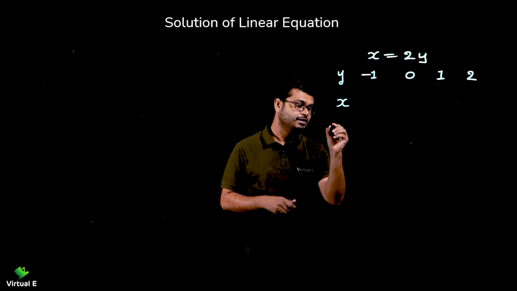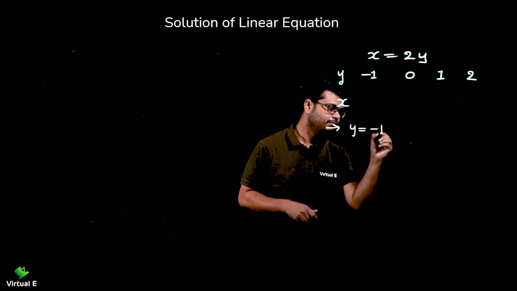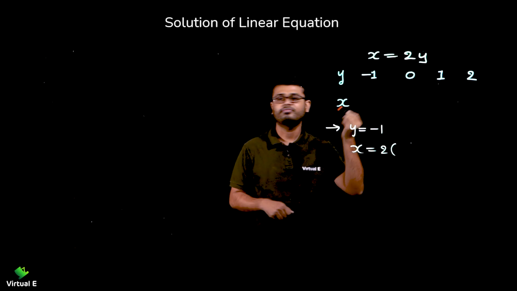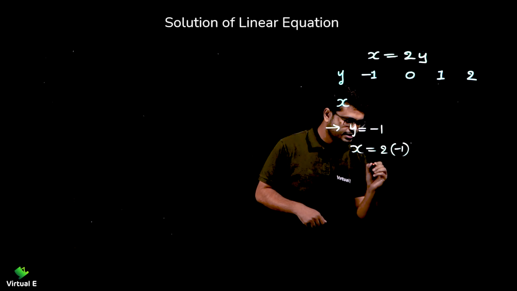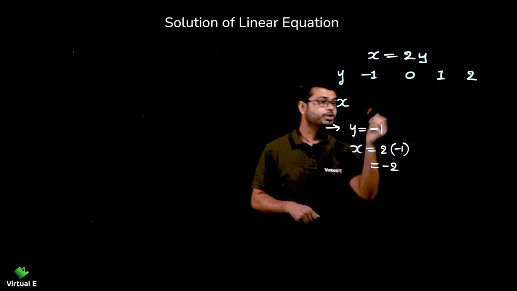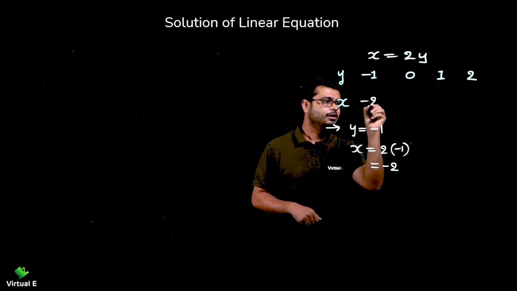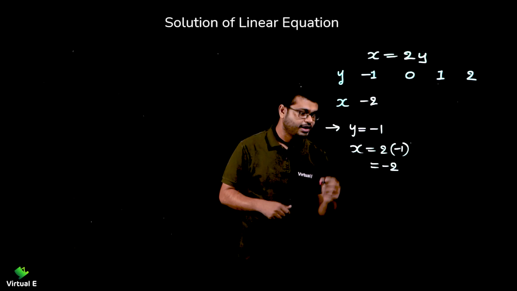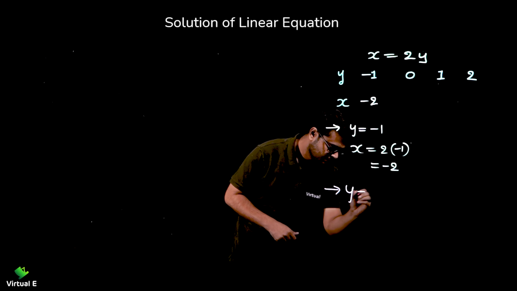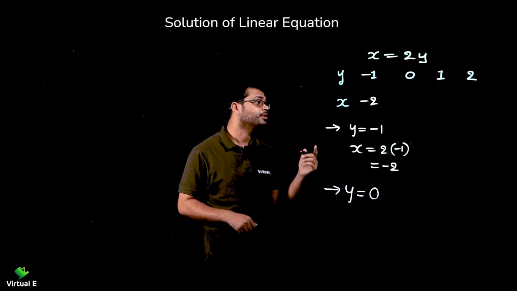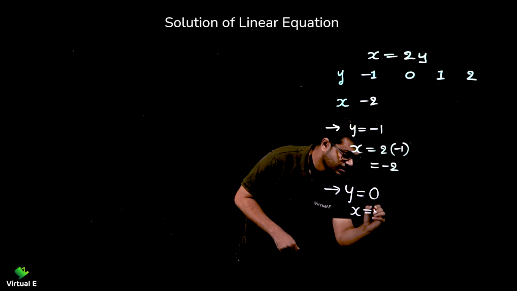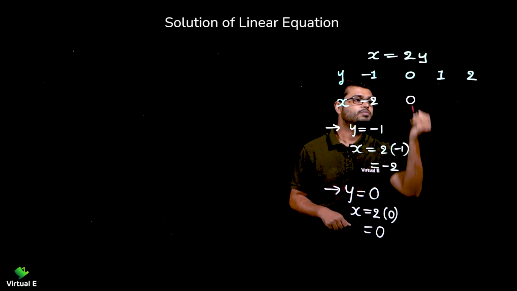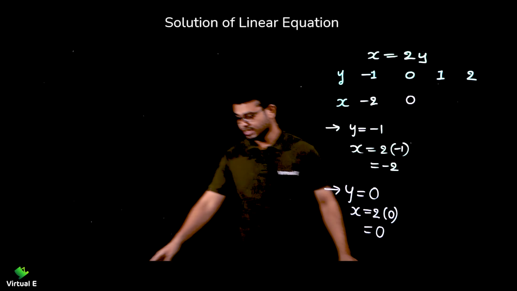First of all, let's take y is equal to minus 1. So what's the equation? x is equal to 2 into, instead of y, what do we write? Minus 1, because that's what we have taken. So here it is minus 2. So what is my first solution? When you take y as minus 1, you get x as minus 2. Simple. Let's do the second one. y is equal to 0. So here x is equal to 2 into 0, that is 0, right? So you get 0 as well. Very simple.